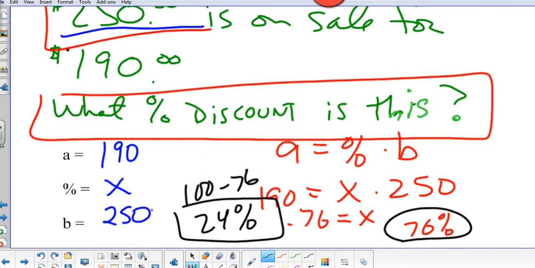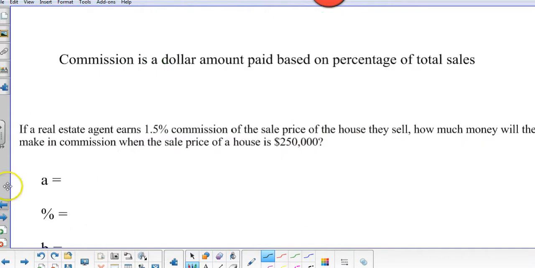If the question was, what percent of the original price are they selling it, then that answer would be 76. But the question is, what did they discount or what did they take off? So they must have taken off 24% in order to land at that 76%. And we're going to get a little bit more involved in this when we call this a percent change, because they've changed the price by a certain percentage.